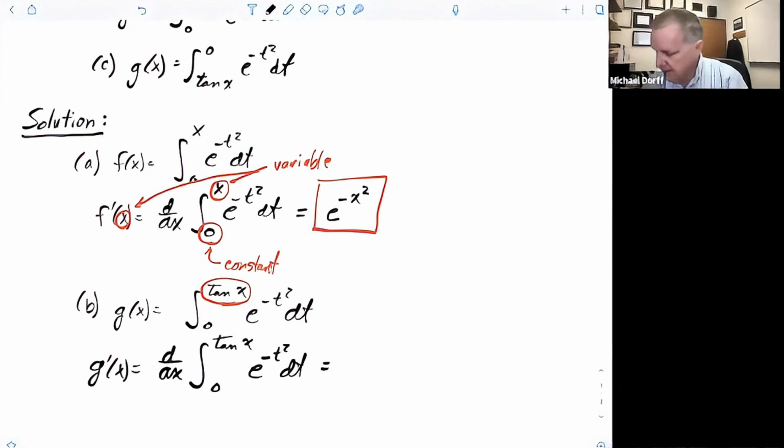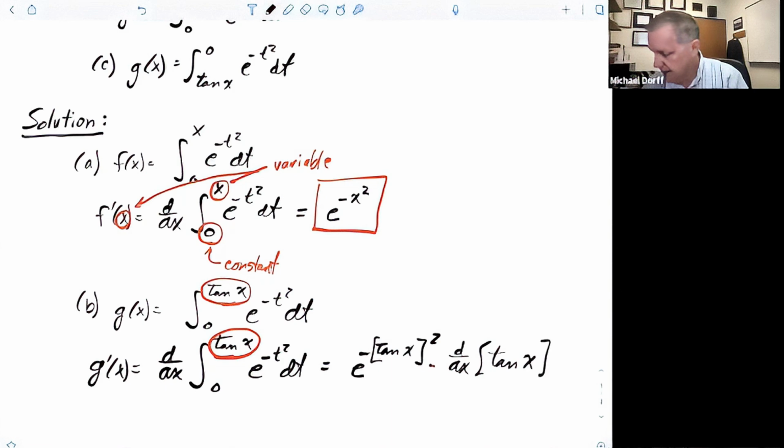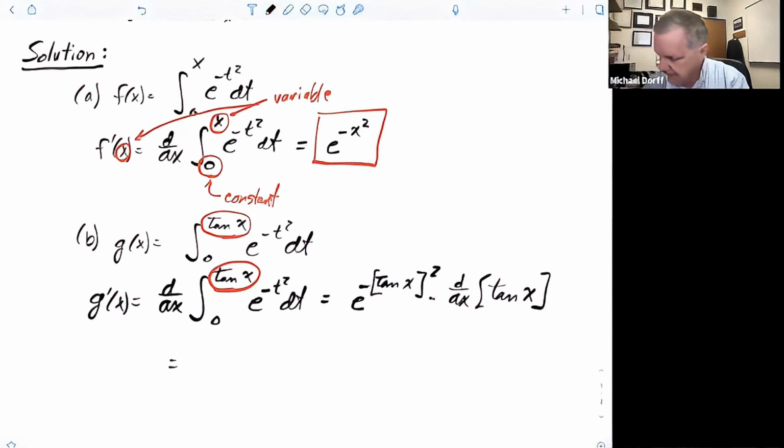And I'm just going to go ahead, like we did before, and start writing my integrand function. I'll go e to the negative tangent x squared there. But because the limit on the integration here is tan x and not x, I have to then multiply this by the derivative of that function, tan x. And so what I get in the end is e to the negative tan squared x times the derivative of tangent, which is secant squared. So I get that as an answer.